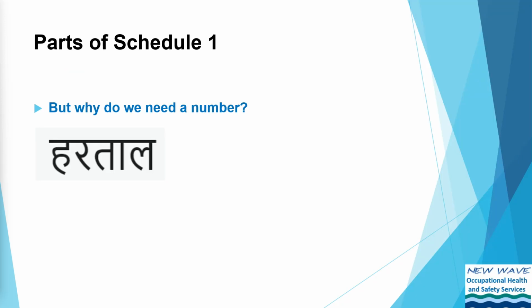But products all have names. Why do we need a number? I'll illustrate why with a simple example. Look at the word on the screen. Is that product dangerous? Well, that's a complicated word. Let's simplify it. No takers? Let's use a more recognizable alphabet.